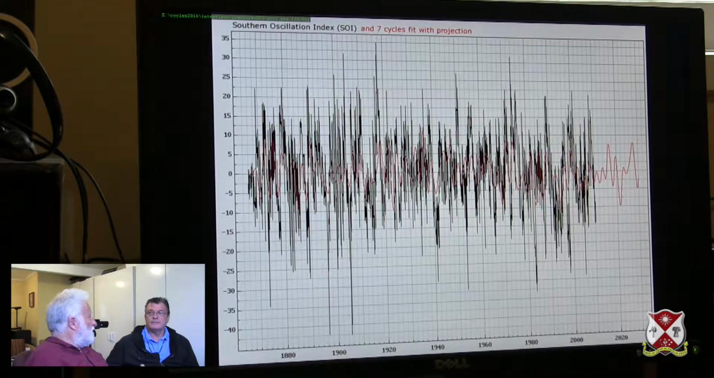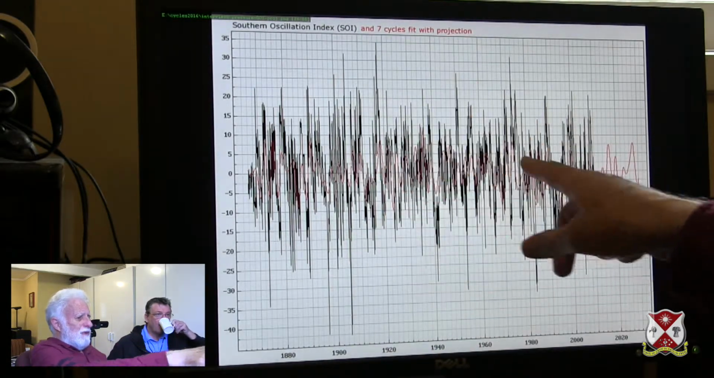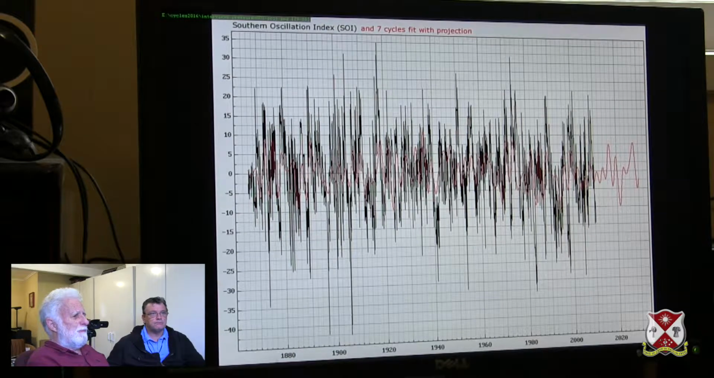You don't get a very good fit, you don't get very clear cycles in it, but there are some, and we can try that and see. But you can see there's a lot of movement other than what's showing on that.